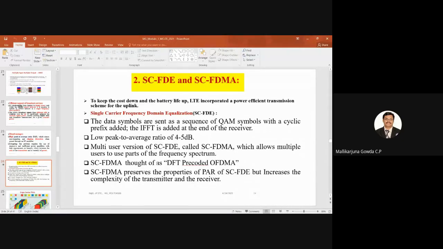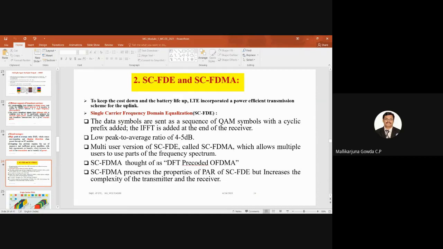Okay. So here, in case of single carrier frequency domain equalization, the data symbols are sent as a sequence of QAM symbols. Hope you are able to visualize this. You can understand it in the same way with respect to OFDM also. There the incoming data, that is serial data having high bit rate, is passed through a serial to parallel converter, right? Then we do the modulation, right?